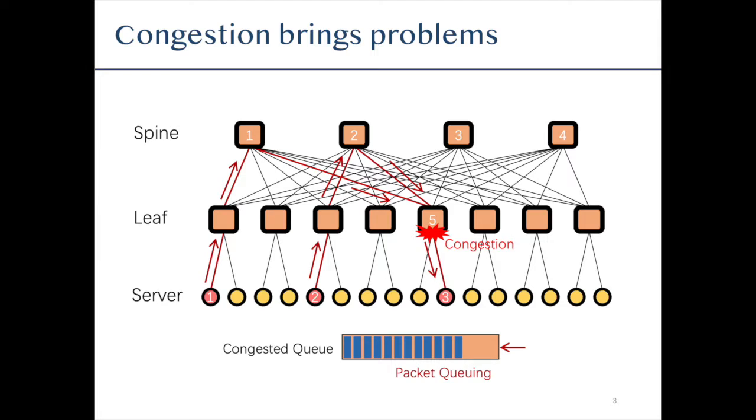As we can see, Server 1 and Server 2 are sending packets to Server 3. At the moment, congestion is forming at switch 5. In the beginning, packets are queuing in the congested queue. With time flowing, continuous congestion causes packet dropping. Packet queuing and dropping are all harmful and can cause a sharp downgrade in network performance.